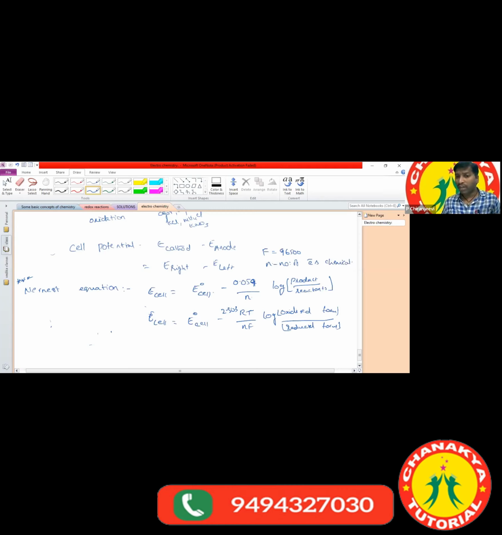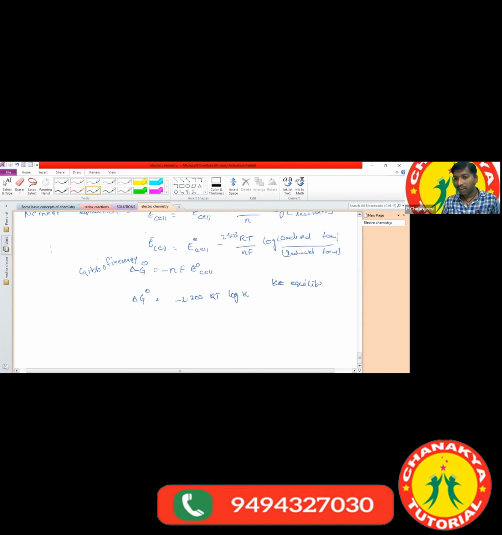We have another formula relating free energy and the equilibrium constant: delta G0 is equal to minus 2.303 RT log K, where K is the equilibrium constant. By using these formulas, we do the calculations in the examination.